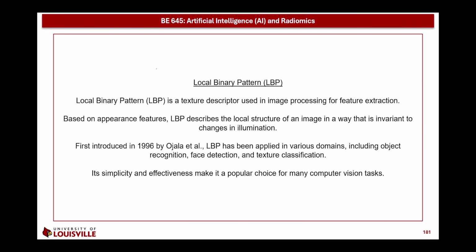In today's lecture we are going to deal with local binary pattern or LBP. Local binary pattern is a texture descriptor used in image processing for feature extraction. It's based on the appearance features, and LBP can describe the local structure of an image in a way that's invariant to the changes in the illumination of the image.